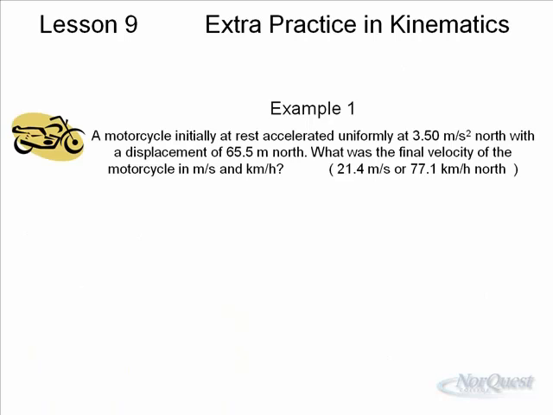So the first example is a fairly simple one involving a motorcycle initially at rest, so you know Vi is 0. It accelerates uniformly. A is 3.5, and the displacement is 65.5, that's d. And then, of course, they're asking what is the final velocity in both meters per second and kilometers per hour. The answers are there for you, and you can try this, and then once you've gone through this example, you can look at your WebCT, and the solution to this particular problem will be recorded as an attachment to lesson number 9.